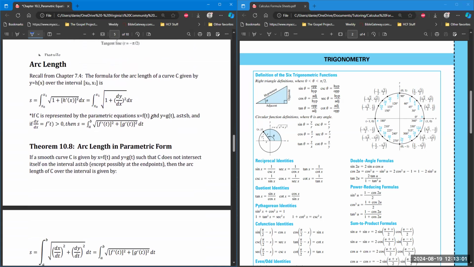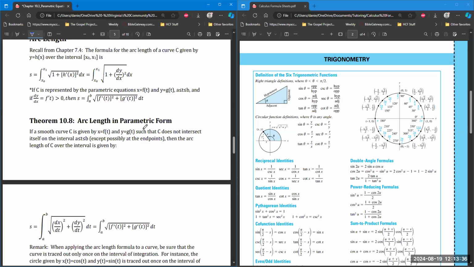Recall from chapter 7.4 that the formula for the arc length of a curve C, given by y equals h of x over the interval x sub 0 to x sub 1, is lowercase s equal to the integral from x0 to x1 of the square root of 1 plus h prime of x quantity squared dx. We can write that as the integral from x0 to x1 of the square root of 1 plus (dy/dx) squared, with a dx on the outside of the integral.